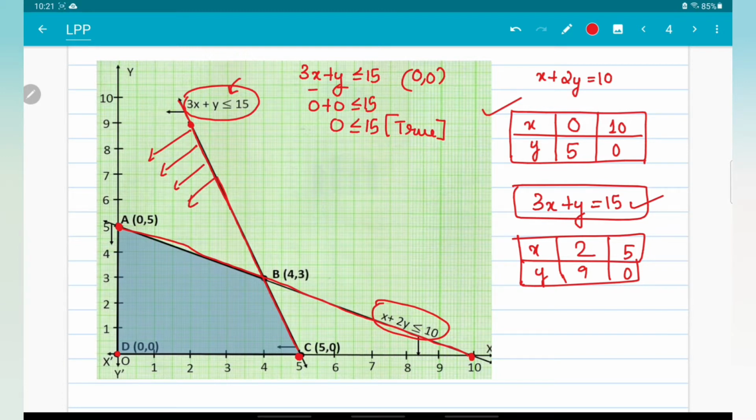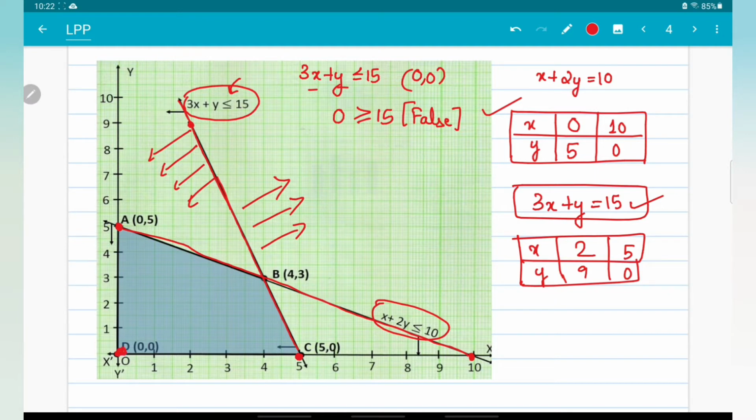If this would have been false, suppose the inequality would have been greater than or equal to 15, and you would have got 0 is greater than or equal to 15. In this case you can see that this is clearly false, because 0 is not greater than 15, neither is it equal to 15. So it is false in both the cases. In such a case, if you find a false inequality, then you have to shade away from that point, that is away from 0 comma 0.